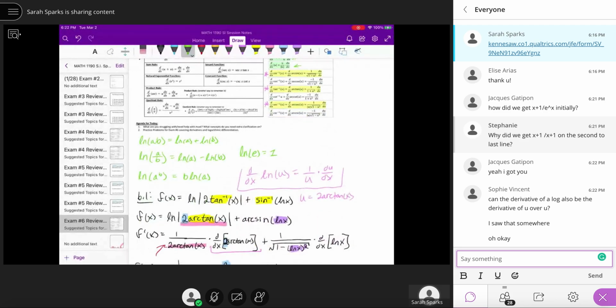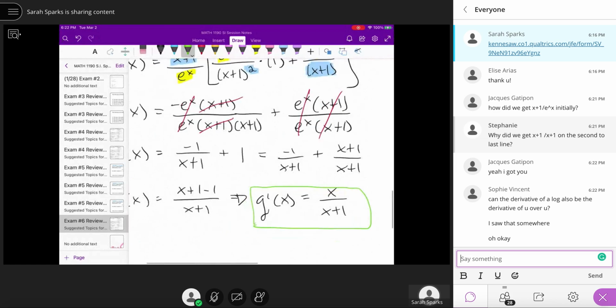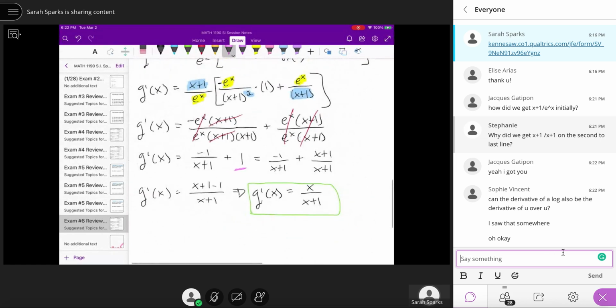And then you asked why we got the x plus 1 divided by x plus 1 on the second to last line. All I did there was write this 1 as x plus 1 divided by x plus 1, because I want to add these fractions, so we need the same denominator. We have to find a common denominator. So I changed that 1 to x plus 1 divided by x plus 1, because this whole thing is just equal to 1.